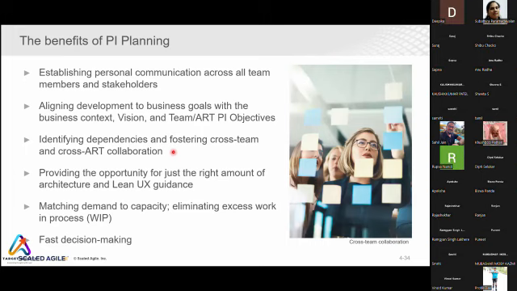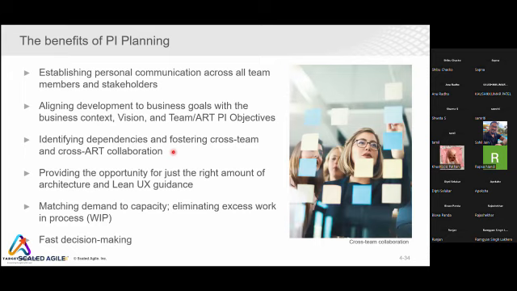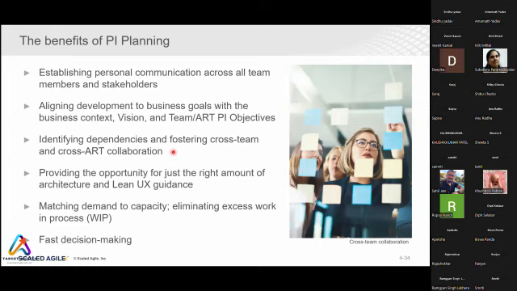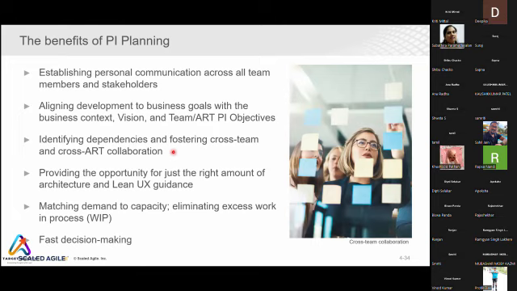Providing the opportunity for just the right amount of architecture and lean-based guidance. So SAFe says, don't make the entire architecture all together, all the design, all the architecture, don't make it. Just create the right amount of architecture, which is good enough to start the work, or whatever feature you are doing that can consume that architecture. And as we move forward, then we may create more architecture. So this is the philosophy of SAFe.